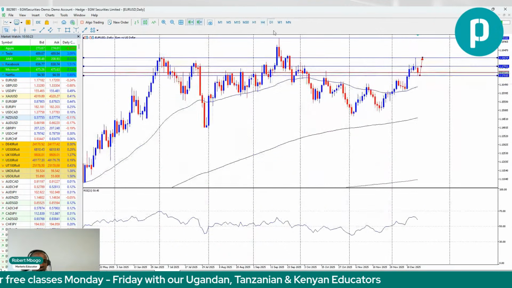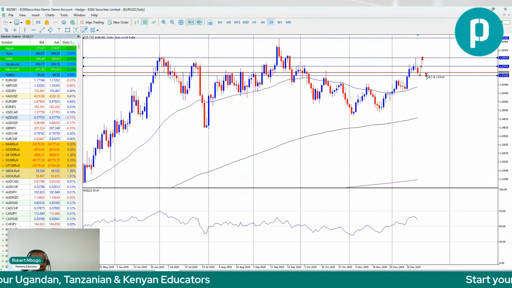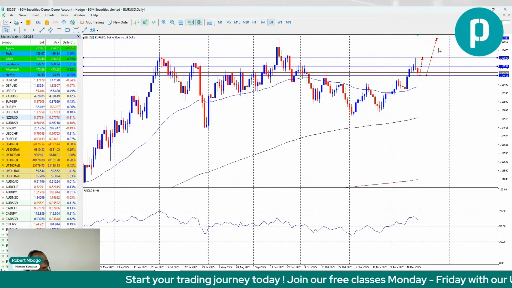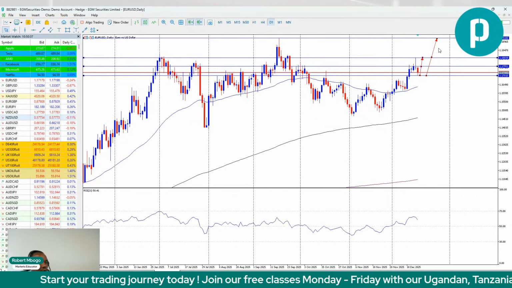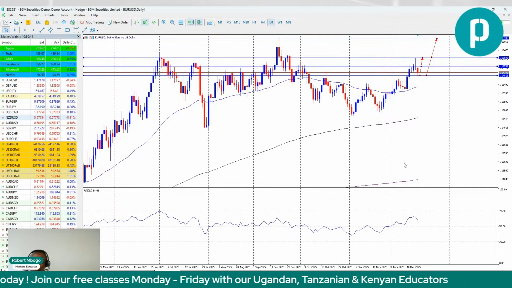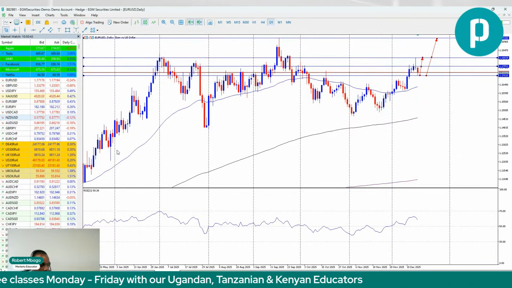But overall, we're looking at a possible move to the yearly high, 1918. Okay, so that's Euro USD.